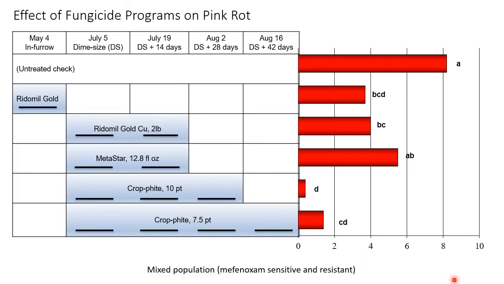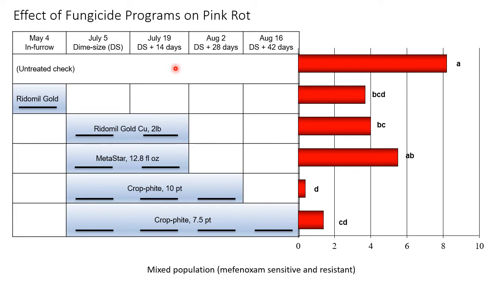This is a slide showing in-field results where about 50% of the population was resistant to mefanoxam and 50% was sensitive, and those are based on isolations that we made from control tubers that were not treated with anything by the end of the season. And in this case, each column represents a timing. So we were planting on May 4th, and that was the in-furrow application. We had dime-sized tubers around July 5th. Then this column represents 2 weeks after that, and 2 weeks later.